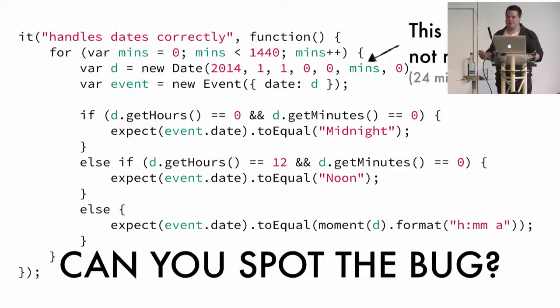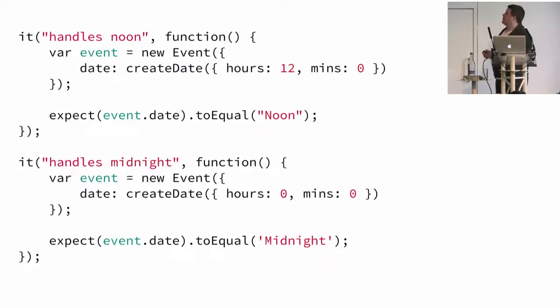Having these for loops makes it really hard to understand what's going on. So could we do this instead? New creation helper, hours, minutes. It's really easy to understand what's going on here.